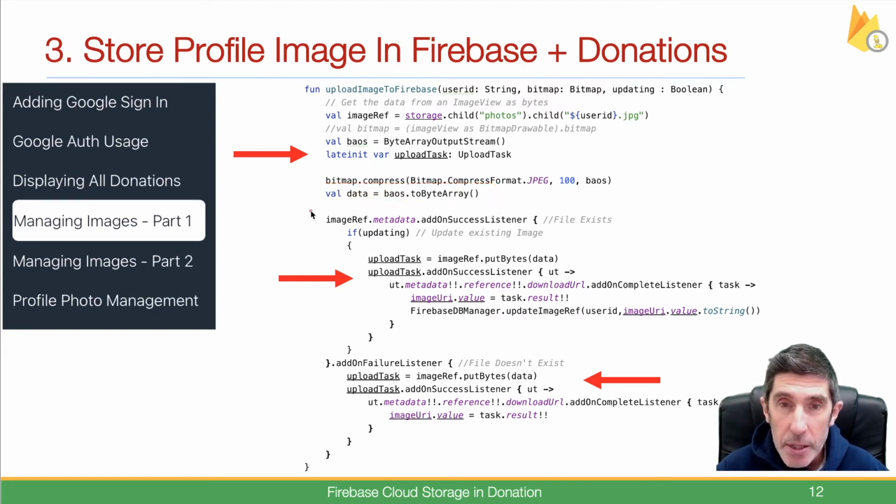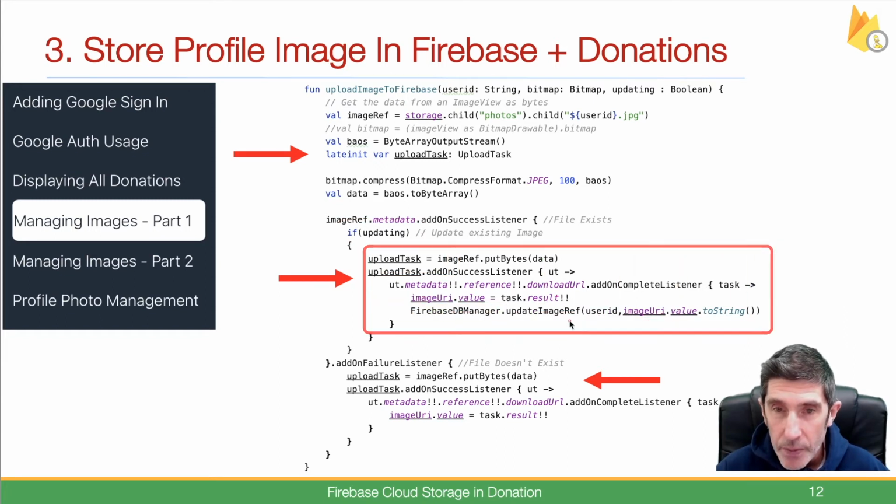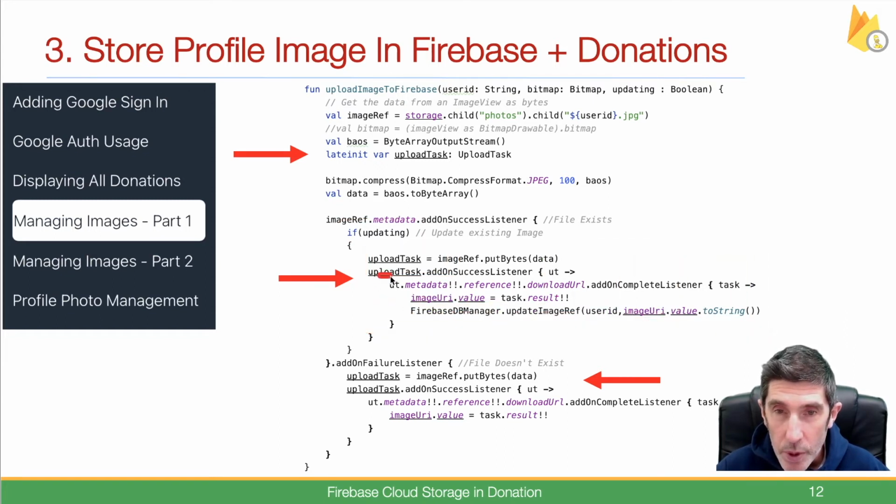So we're working with bytes, and then working with our successful listener on the metadata again. So if the file does exist, right? So I do a check for are we updating an existing file, and we use our task to do that. Okay, so within the upload task, get the new download URL, shall we say, right? Update our image URI, so we're getting a new image URI here.